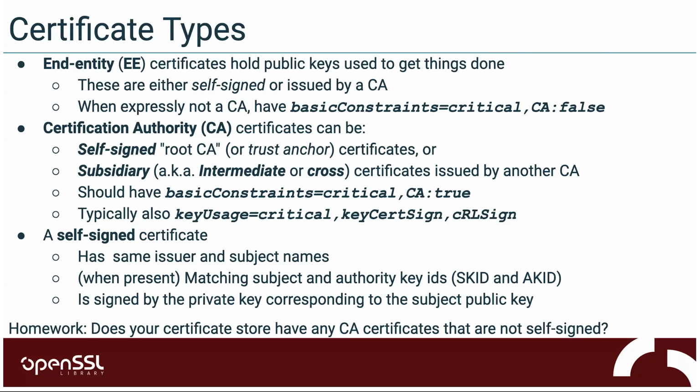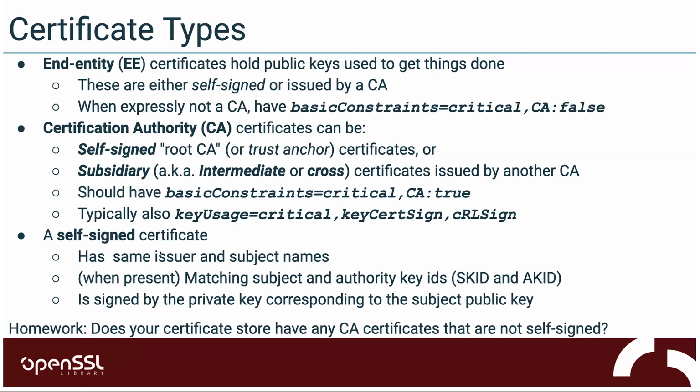Sometimes that's done for security reasons. Maybe the trust anchor CA is kept in secure storage offline, used very rarely, and accessed by very few individuals. Its job is only to issue intermediate certificates, and those then do all the real work of issuing certificates to end users. So certification authority certificates should have basic constraints CA true, and they'll typically have, as I mentioned, the key cert sign and CRL sign key usage extension.